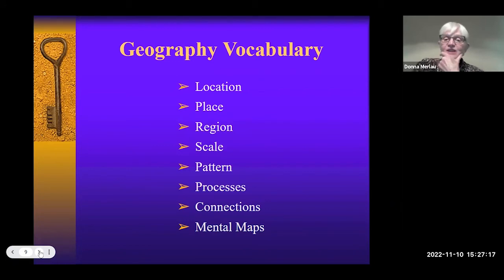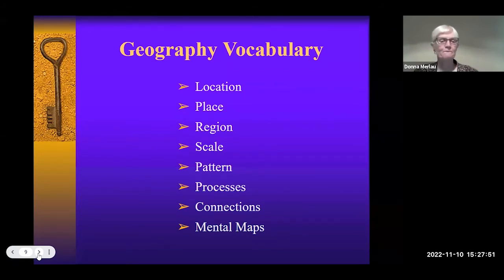Connections are how we link between places and regions. And mental maps are our own constructs, our ways of understanding the world. So when you have a kid draw what the layout of their house is, or what their bedroom looks like, that's a mental map. How do you get to school? That's a mental map. If I've got a question on an exam that asks me about Iraq, but I have no map in my head about where Iraq is, it's going to be harder for me to answer that question.